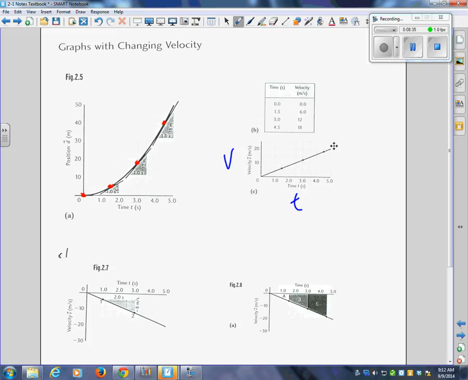Figure 2.5c shows a steadily increasing velocity. If the velocity increases, the object is accelerated. To find the acceleration, we find the slope of the VT graph, and that is what they do right below that, right? So acceleration is the slope.